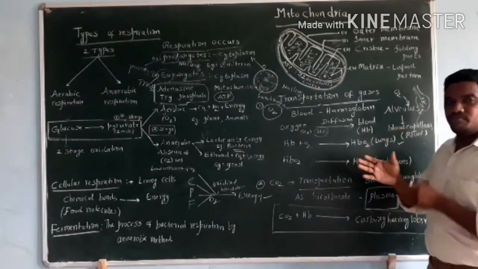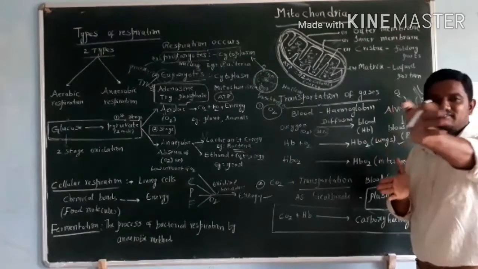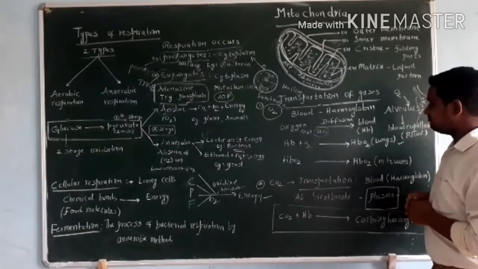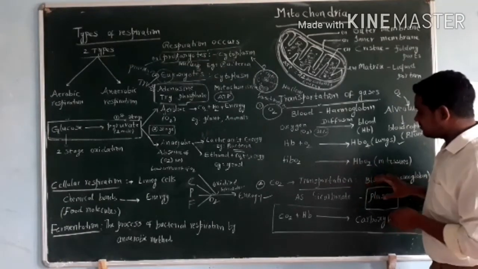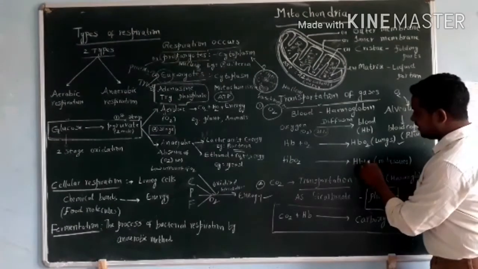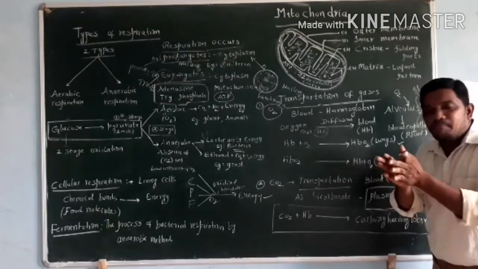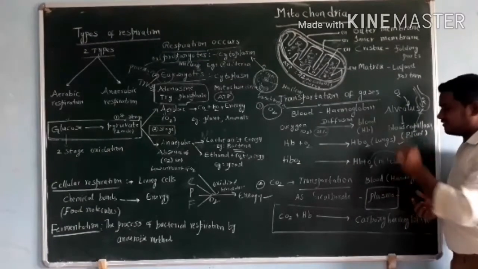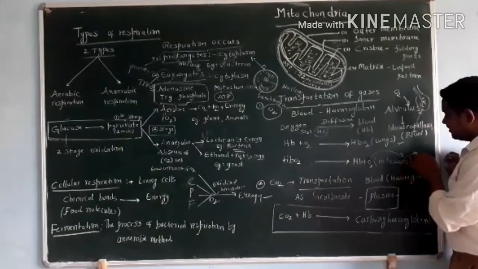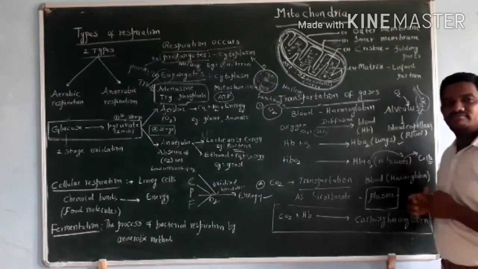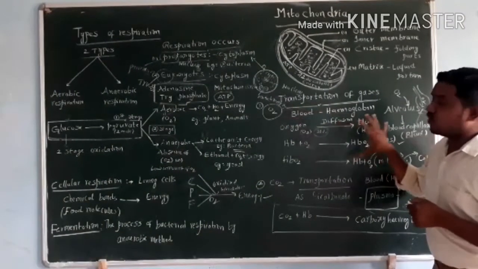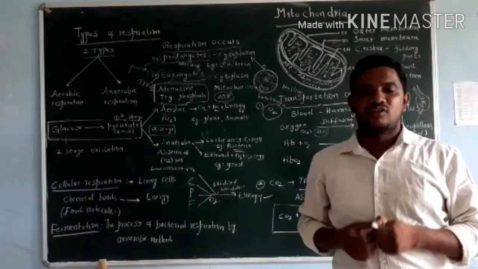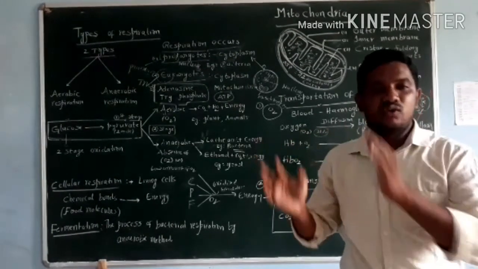This oxyhemoglobin goes through the blood. When it reaches the tissues, it divides again into Hb plus O2, which separates oxygen molecules from the hemoglobin. Oxygen reaches into the cells and tissues. This is the transportation of oxygen. See how oxygen is transported? Oxygen transportation is through blood only.